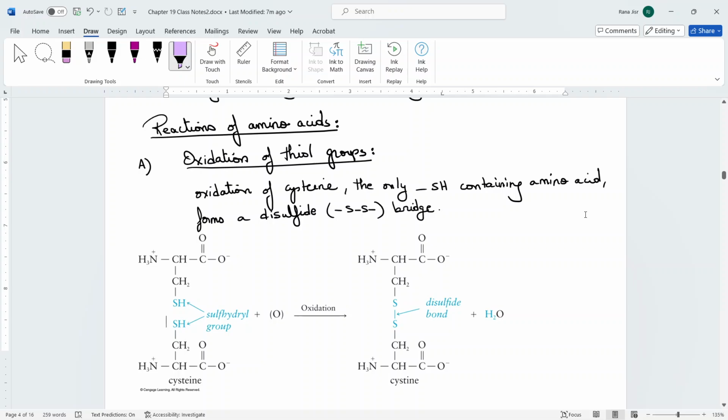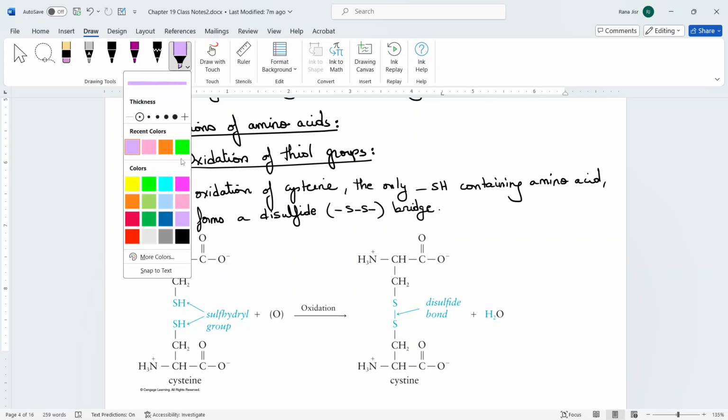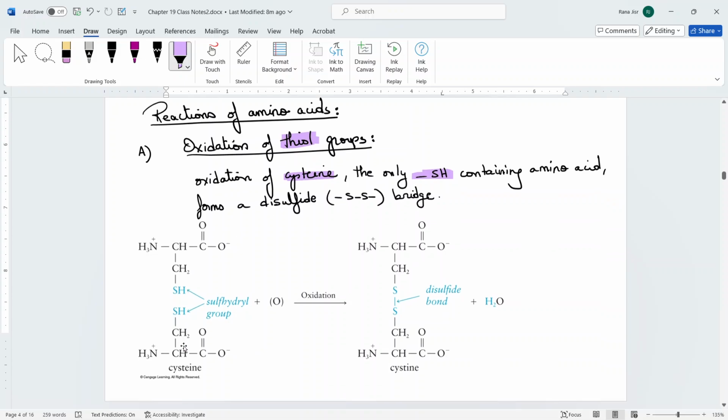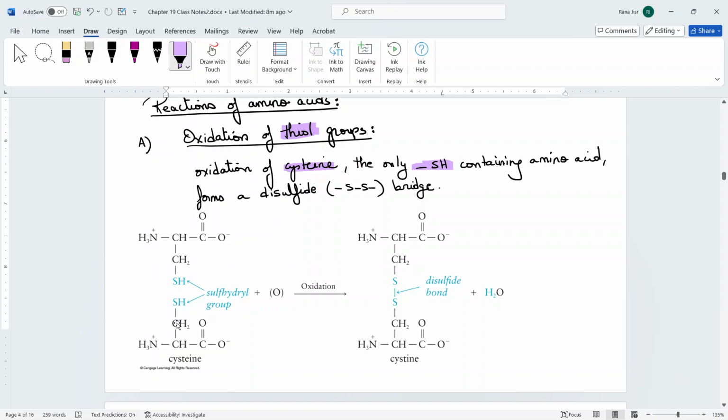Amino acids undergo several reactions. The first reaction is whenever I have two cysteine molecules that are next to each other. Cysteine is the only amino acid that has a thiol, which is an SH functional group. So if we have two cysteine molecules next to each other, and cysteine is a neutral amino acid that has a polar side chain.